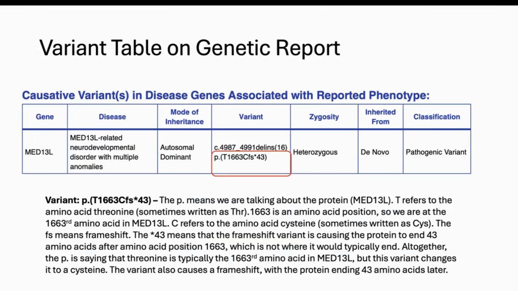Altogether, the P dot is saying that threonine is typically the 1663rd amino acid in MED13L, but this variant changes it to a cysteine. The variant also causes a frame shift with the protein ending 43 amino acids later. As we talked about earlier, frame shift variants result in proteins being made improperly or not at all.